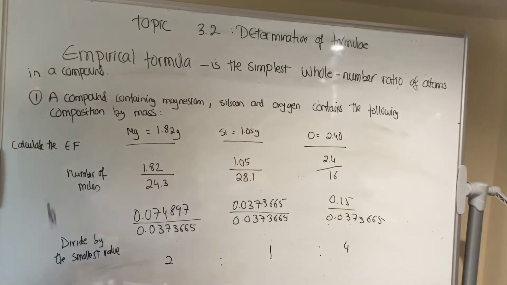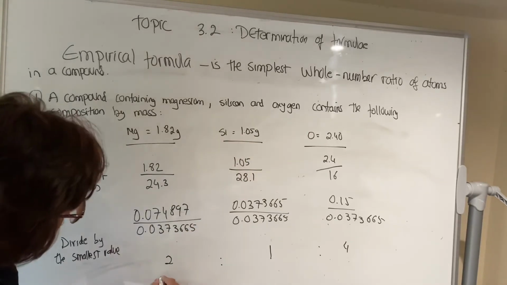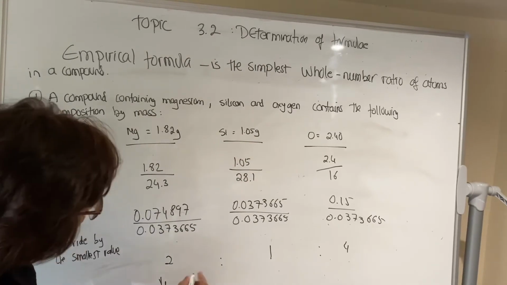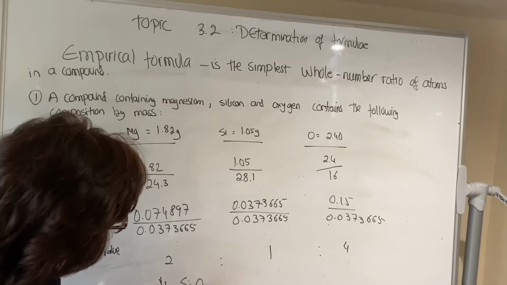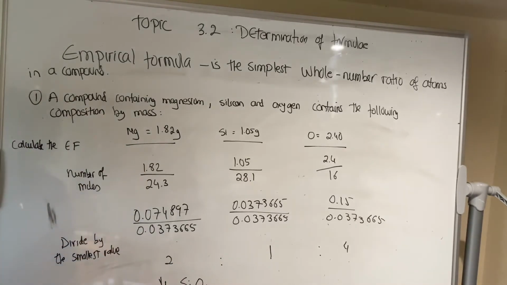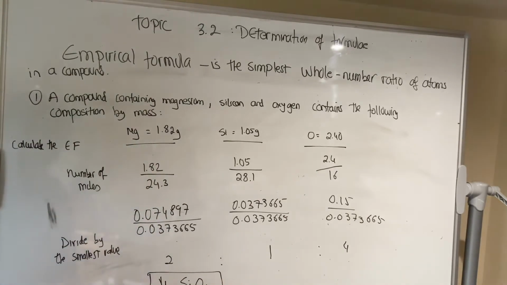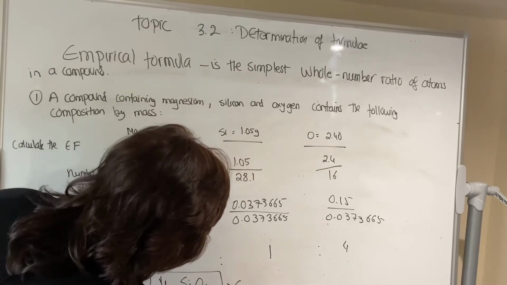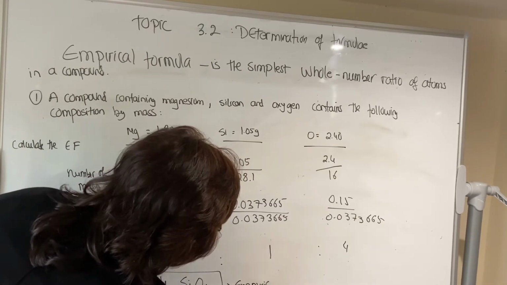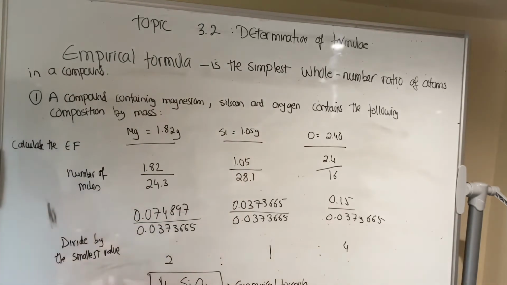Now you have got the ratios, then you apply them to the atoms on top. So magnesium is 2, silicon is 1, and oxygen is 4. So the empirical formula of this is Mg2SiO4, magnesium silicon oxide. This is the empirical formula. So that's the basic way of calculating empirical formula.